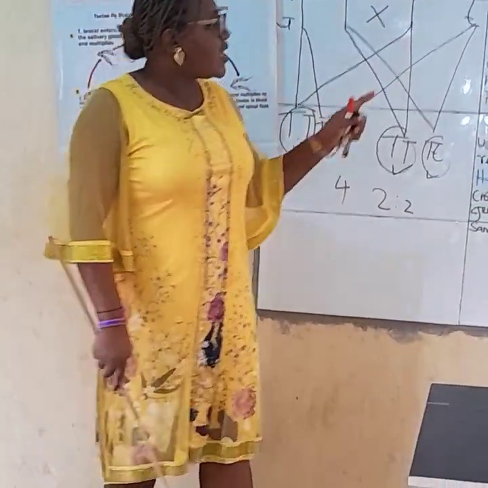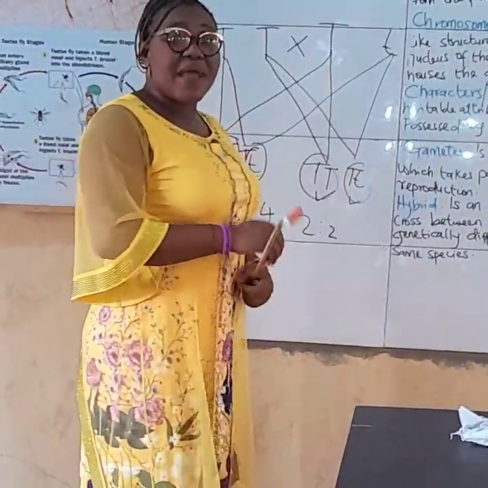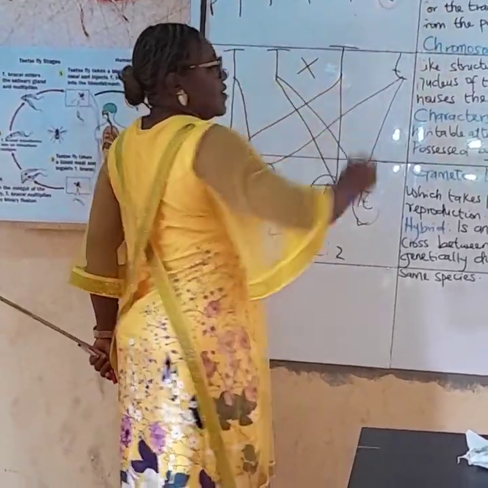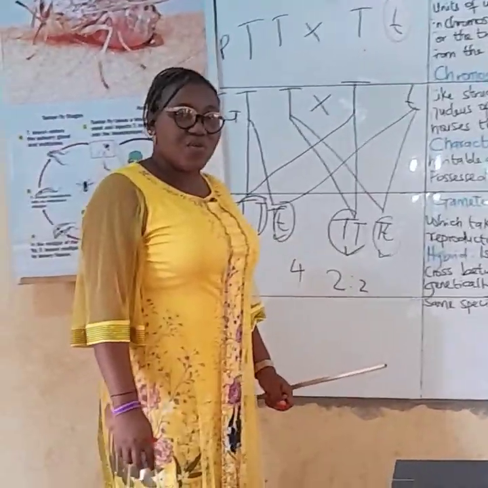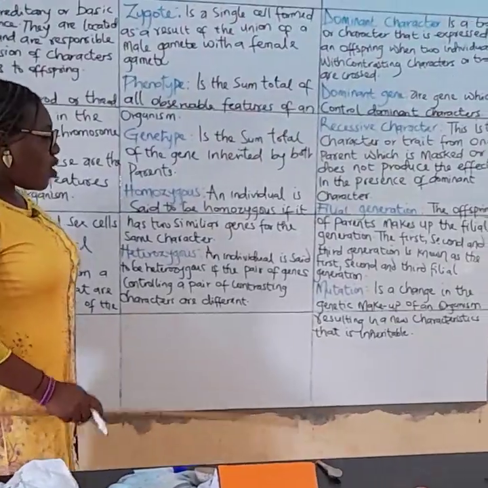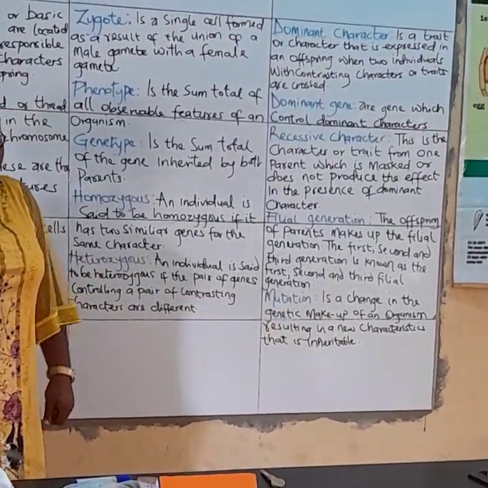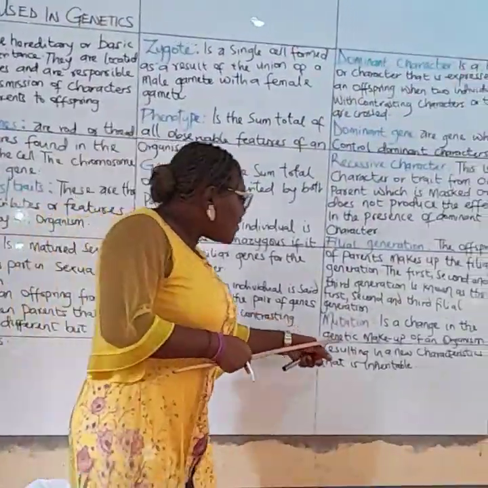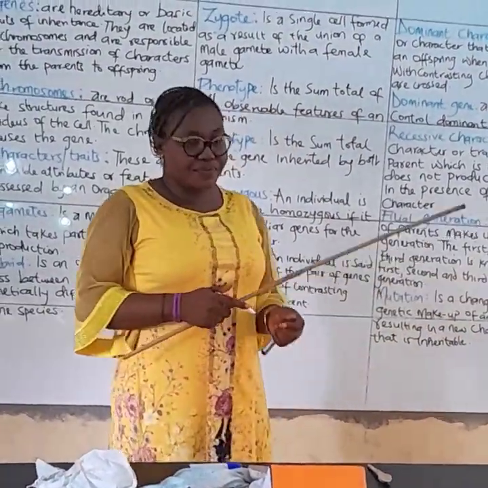So we now move over to the last one we have on the board. And please take note before you skip my memory. A pair of these genes is what we call the alleles. So now we want to talk about mutation. Mutation is a change in the genetic makeup of an organism resulting in a new character that is inheritable.